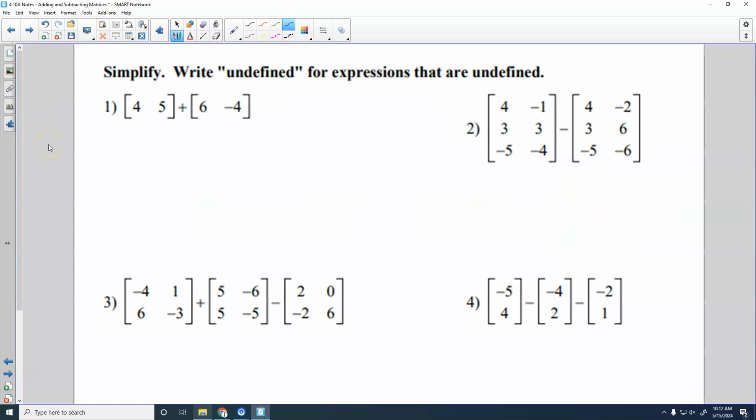We are supposed to add these together, and if they are undefined, we are supposed to just write undefined. Although, I don't think I put any here that are undefined. What would make one of these undefined? If you had different orders. So, for example, if I was trying to add 4, 5, and then this one looked like this, 6, -4 instead, then that wouldn't work. And we put undefined. But that is not the case.